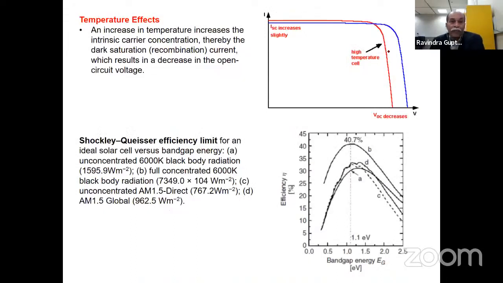What is the effect of temperature? When we increase the temperature, we increase the intrinsic concentration and also increase the dark saturation current because of recombinations. So it reduces the open circuit voltage. It means high temperature is not good at all. For the silicon-based solar cell, temperature should be low. Low means it should be in the ambient condition, maximum 40 degrees Celsius, not high.